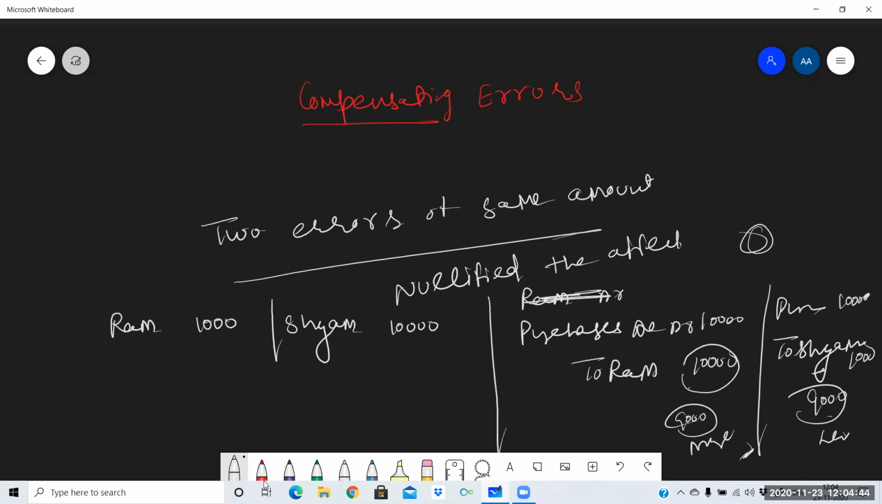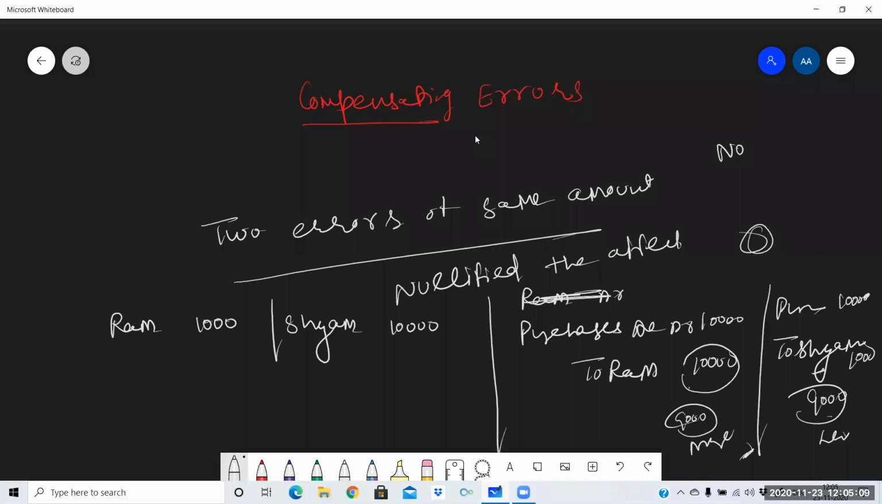That's why it is known as compensating errors. Now, could you please tell me whether these type of errors will be affecting the trial balance or not? Please tell me first whether these type of errors will be affecting the trial balance or not, because the effect of one error is nullified by the effect of other error. Very good, very good. Ankita, Ambika, Harshita, Shruti, Siddhi, very good. No effect on trial balance.